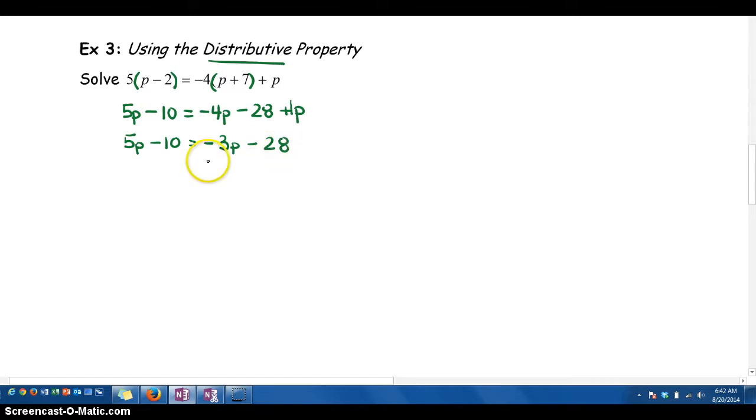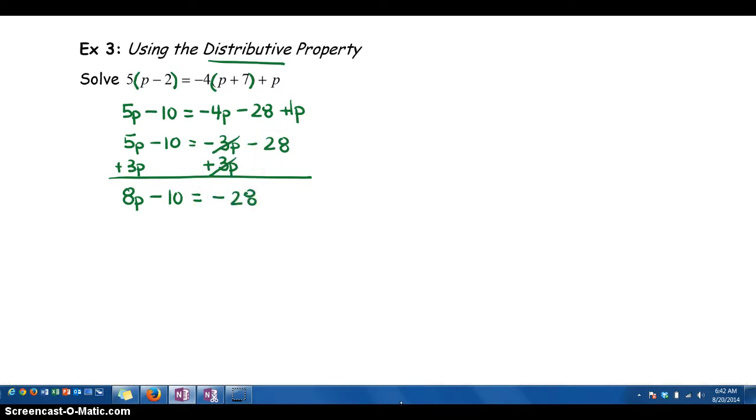Now I'm going to go ahead and do the opposite, 3p to both sides. 5p plus 3p is 8p. I'm going to bring down the negative 10, bring down the equal sign. Negative 3p plus 3p cancels out, and I'm going to go ahead and bring down the negative 28. Now, this has become example number 1.